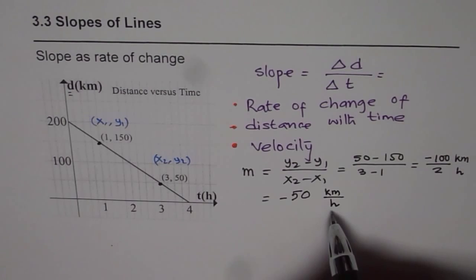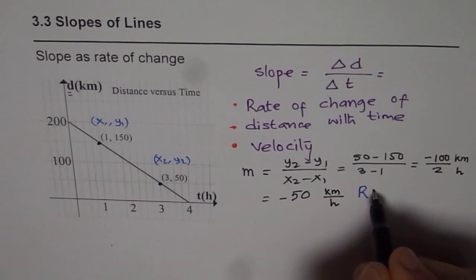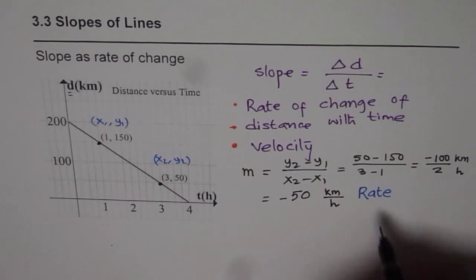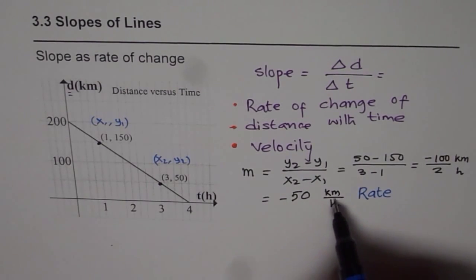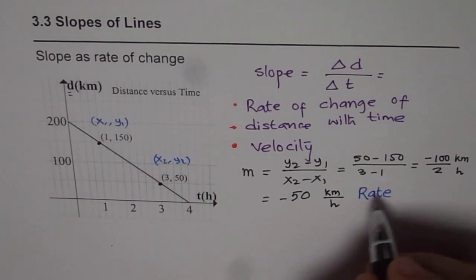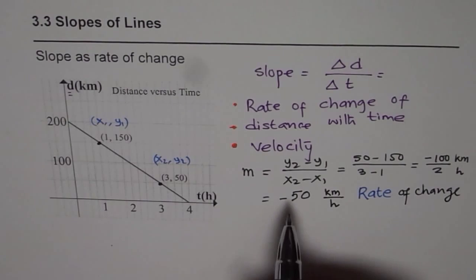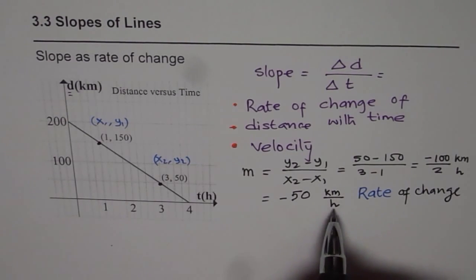Now these are different units, and that is why we call it rate. So we call it rate of change. Do you see that? Ratio and rate, the difference is that in rate we have units. In a ratio, we are dividing quantities with the same units, so they cancel off. That is what we mean when we say rate of change. So the slope here is minus 50 kilometers per hour.